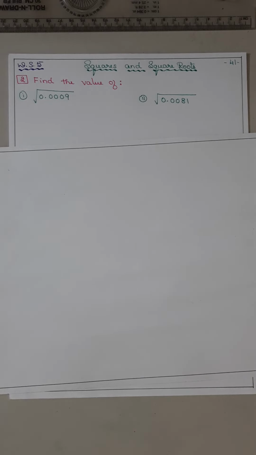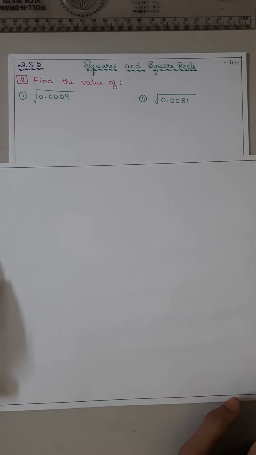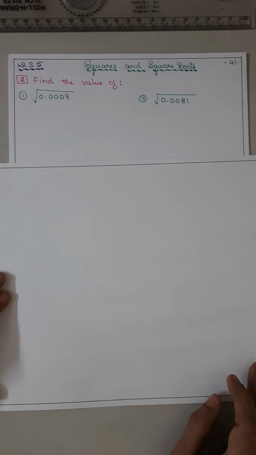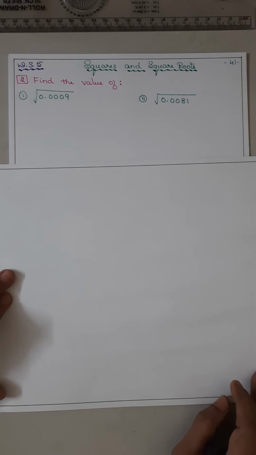We were discussing the lesson squares and square roots, and we were in worksheet 1. Now coming to question number 2. Find the value of 0.0009. Now, the square root of decimals, we have understood in the examples, isn't it?